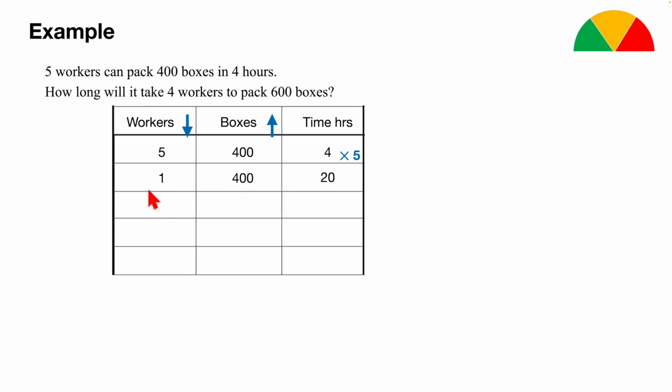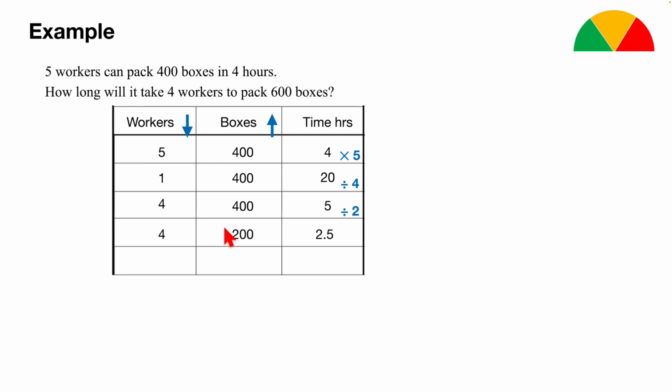Boxes remains the same. Now I'm going to increase the workers to 4, multiply by 4, which will divide the time by 4 and make it 5 hours. Boxes remain the same. So that's the workers sorted. Boxes need to go from 400 to 600. Easy way to do that: divide 400 by 2. So that's dividing the boxes by 2. We'll divide the work by 2, obviously. So that's 2.5, still with 4 workers.